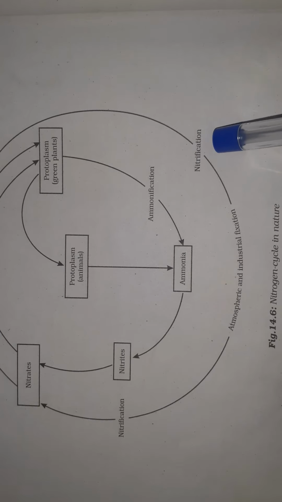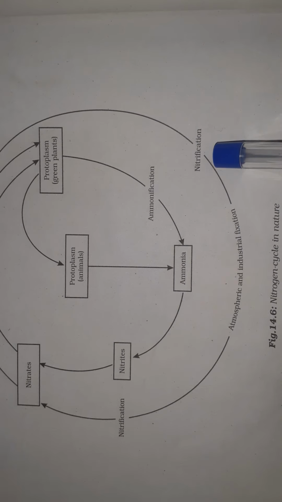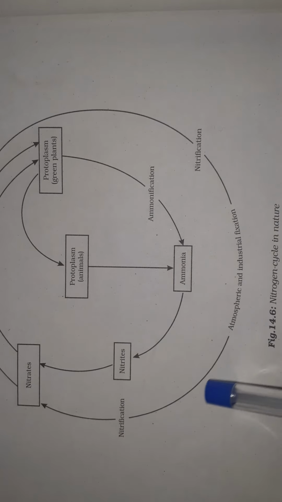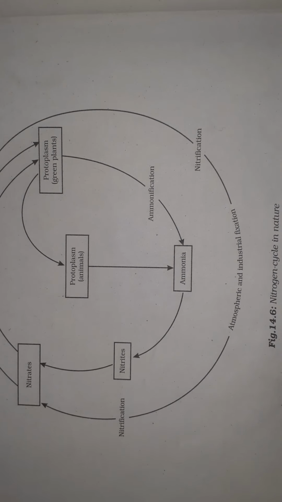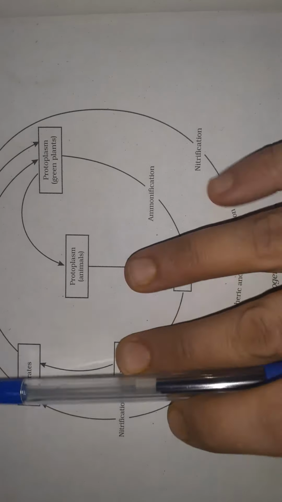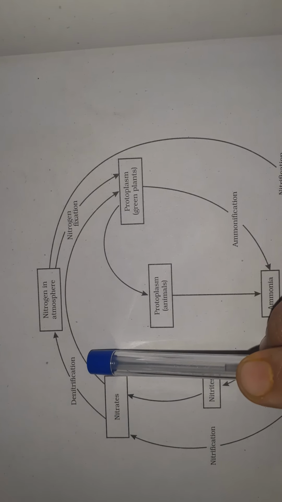Now the ammonia is then converted first into nitrites and then into nitrates by nitrifying bacteria. The process is called nitrification. And fourth step is denitrification, which is given over here. This is denitrification.